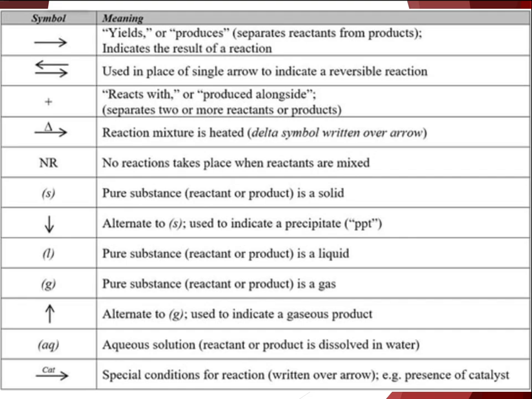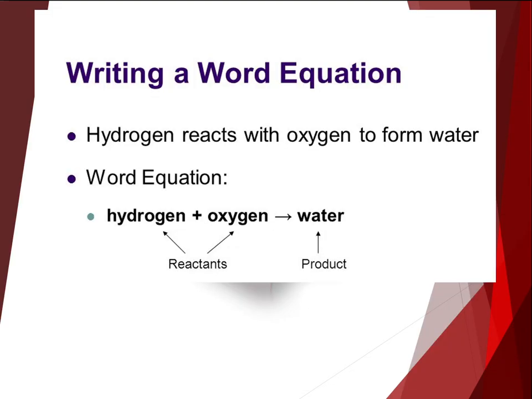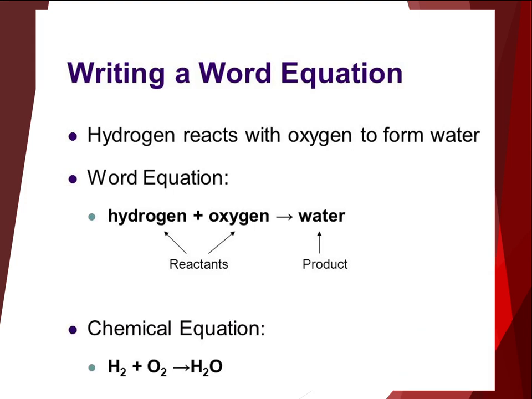If the reaction involves more than one reactant or product, a plus sign is placed between the corresponding reactants or products. The word equation that represents the synthesis of water from hydrogen and oxygen is on your screen here. Hydrogen plus oxygen, arrow, water.